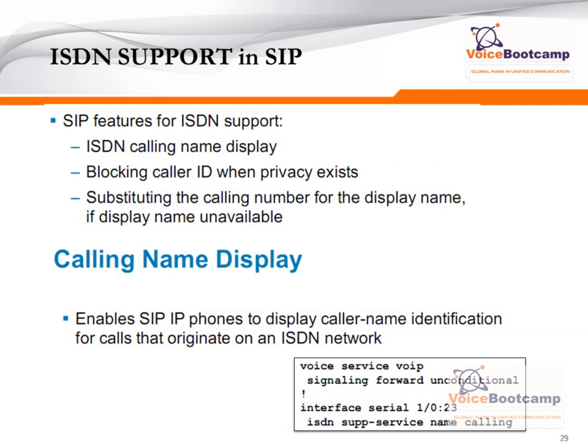Now SIP does have the capability of supporting some ISDN features, such as calling name display, block caller ID when privacy exists, and substituting the calling number for the call display name if the display name is unavailable. Sometimes you don't want the user name to show up, you want the number to show up. SIP can do substitution for that. To enable a SIP IP phone to display caller name identification, simply follow this command: voice service voip, sip, for signaling forward unconditional, and then under the D channel you say isdn supplementary-service name calling.